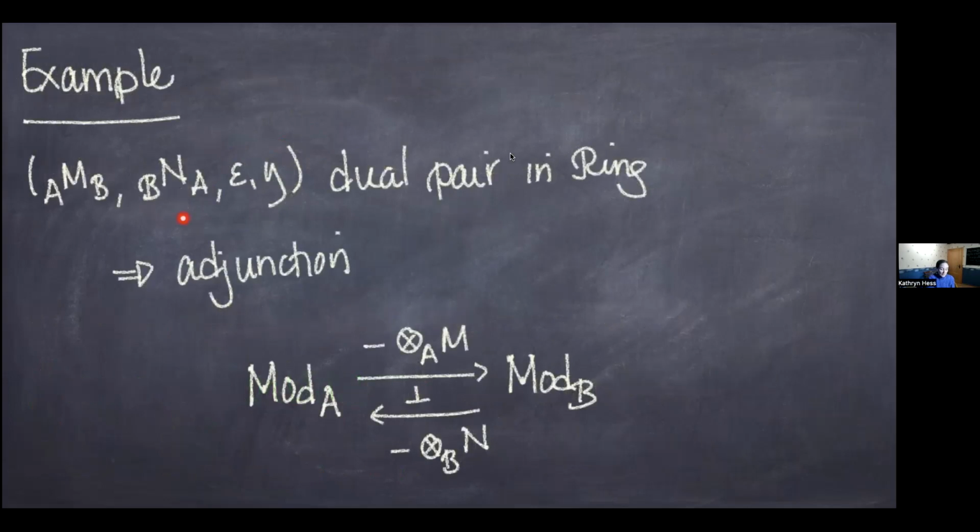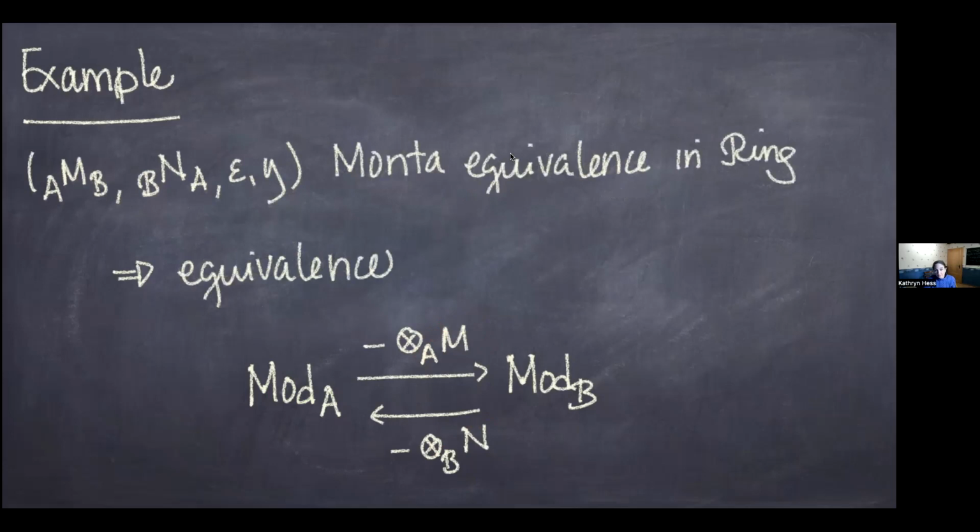So in the case, for example, when we have a dual pair in the bicategory Ring, the existence of a dual pair like that means that we actually have an adjunction of the type you would expect, going between the categories of right A-modules and right B-modules, where we use tensor over A with M or tensor over B with N, and this gives us an adjunction. Something similar happens in Ring, and if it's actually a Morita equivalence in this bicategory Ring, then it's going to give us an equivalence of categories like this. So the existence of a Morita equivalence in this formal sense that I just defined really means that A and B are Morita equivalent in the usual sense of the word.